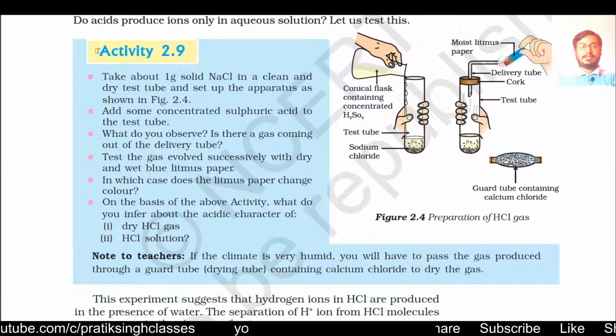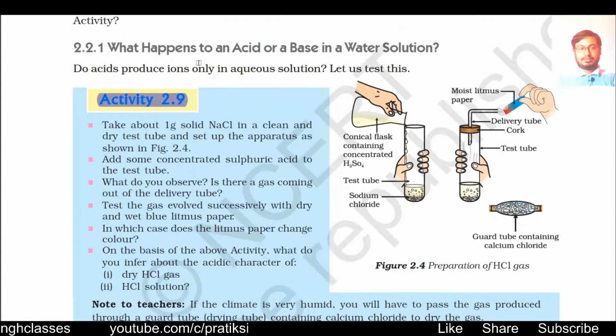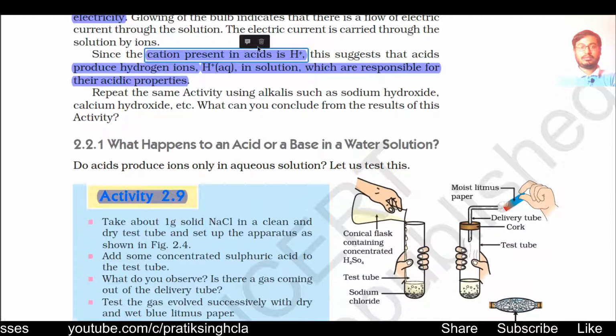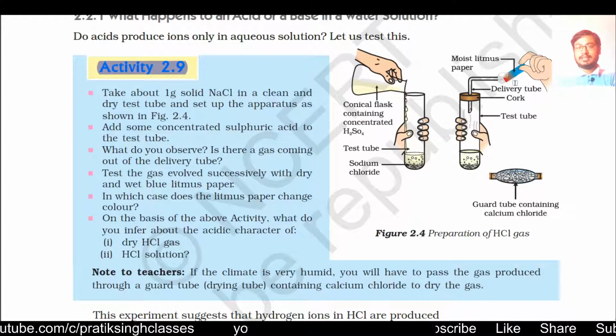Activity 2.9. Whenever we say acid, it may be available in the form of solid, liquid or gas. Earlier you saw aqueous solutions, where acids were present in liquid form. Now in this figure you can see that a gaseous product is coming out. Here hydrochloric acid is coming out in the form of HCl gas. Take about 1 gram of sodium chloride, also called common salt, in a clean and dry test tube and set up the apparatus as shown in figure 2.4.